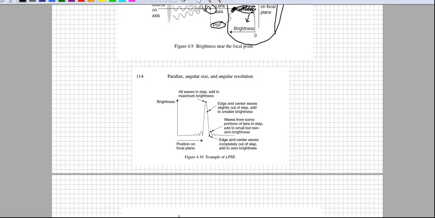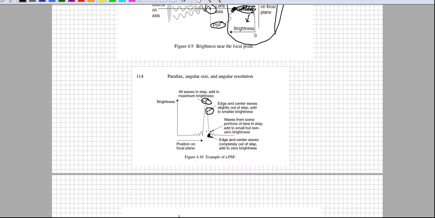You can get an idea of that by looking at figure 4.10 on page 114. Why it happens is shown in the little text boxes here. Right at the peak of the brightness, the peak of the point spread function, all the waves are in step from the middle of the lens and the edges of the lens, and everywhere in between they're all in phase. As you move away on the focal plane, some of the waves, particularly the edge waves, begin to get out of step with the center waves, and so they don't add quite as constructively as they did at the true focal point. As you go farther away, you get to a point where the edge waves are completely out of phase with the center waves, and there they cancel.